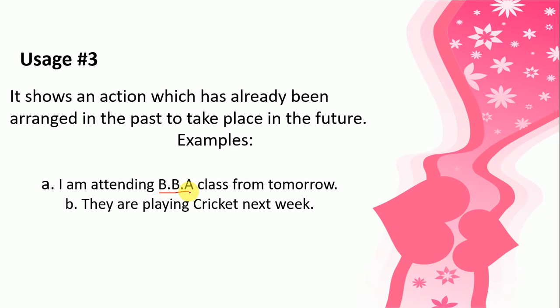You see this, it means the planning is already set here. For example, they are playing cricket next week. It's 100% going to take place, without any other incidents, if Allah wills. The action is decided today, in the present, but it's going to happen next week. So for such activities we use present continuous tense. Okay, students, good. Now let's move on.